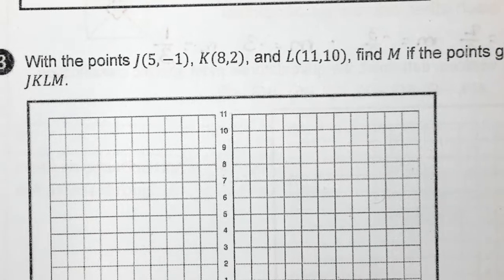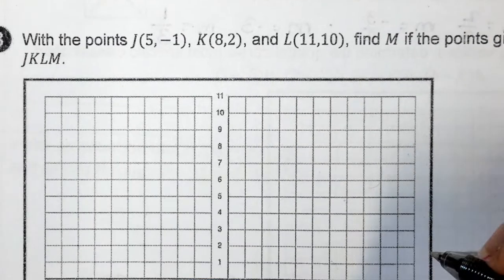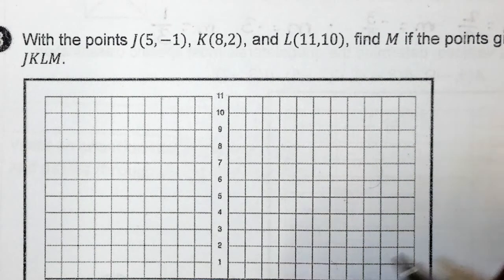Number 3. It says with the points J, K, and L, find M if the points given form parallelogram J, K, L, M. So what's happening here? We give you 3 out of the 4 points on a parallelogram or any quadrilateral. It don't have to be just a regular parallelogram. We give you 3 out of the 4 points, and we want you to find the 4th point.